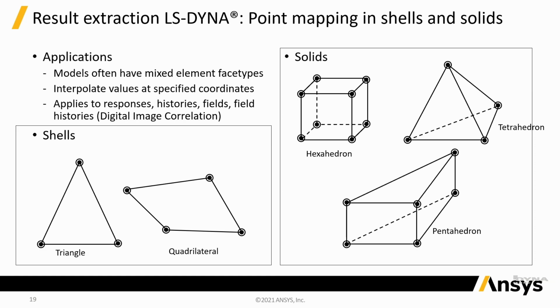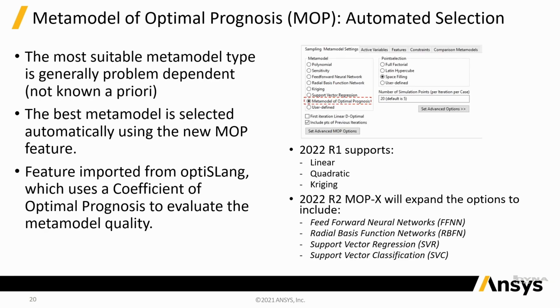So next slide. The metamodel of optimal prognosis. I'm not going to talk much about it here, except to explain that it's a metamodel. The user has to select, and then there's always that decision that has to be made. So what we've adopted from the OptiSlang code is the metamodel of optimal prognosis, which is a single metamodel which actually does the selection internally.